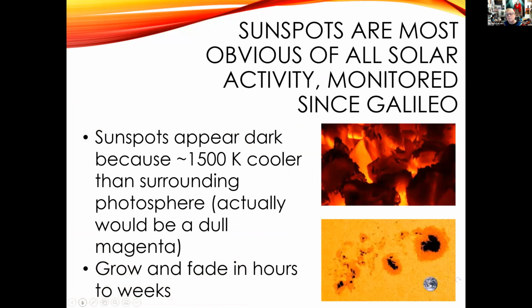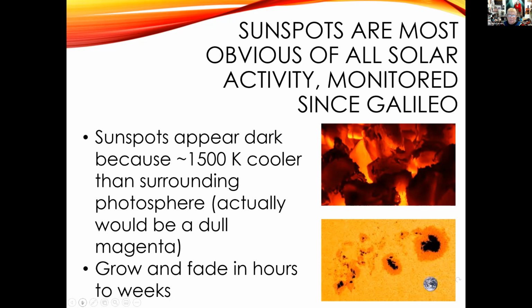So the sunspots are the most obvious of all solar activity. They've been monitored continuously since the time of Galileo, although we do know that ancient Chinese and other Asian astronomers saw them well before Galileo did. The sunspots, again, appear dark. They are not actually black. They appear dark because they're cooler than the surrounding area. If you could surgically remove a sunspot with a scalpel and hold it with some asbestos tongs, it would actually glow red like the dying ember of a fire.